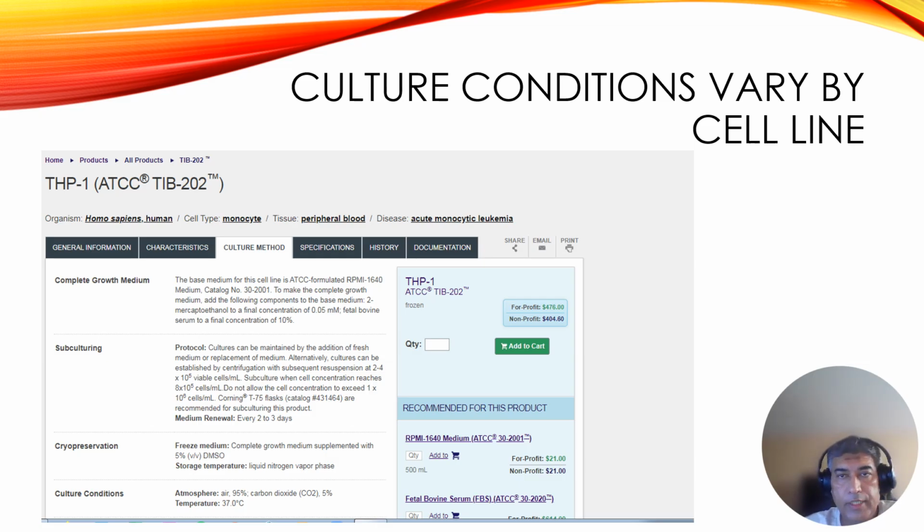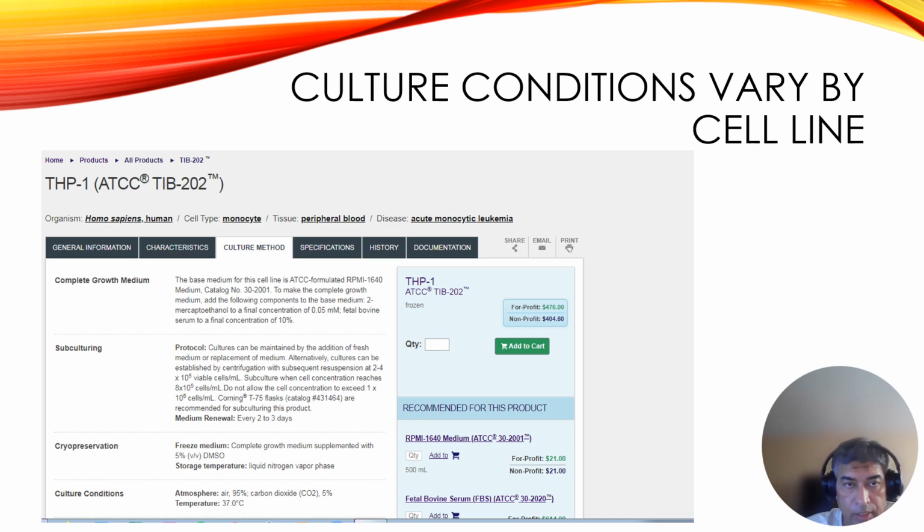So culture conditions vary by cell line. ATCC is a big provider of cell culture material used in research and the biopharmaceutical industry. Let's take the example of the THP-1 cell line, an acute monoblastic leukemia cell line. The manufacturer provides instructions on what type of medium you need to use.